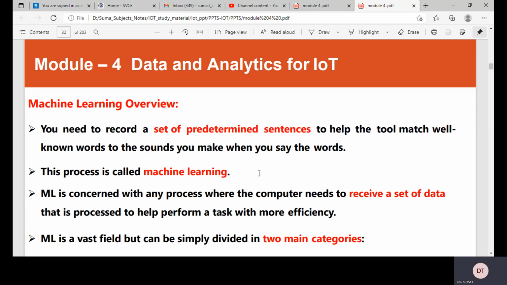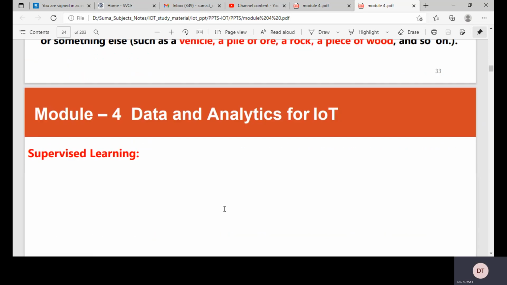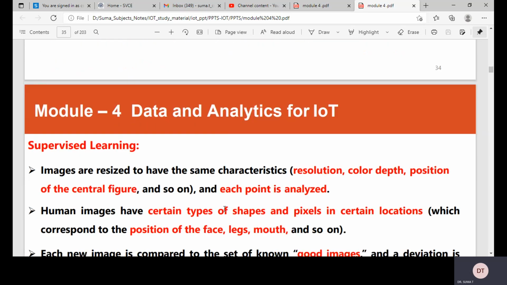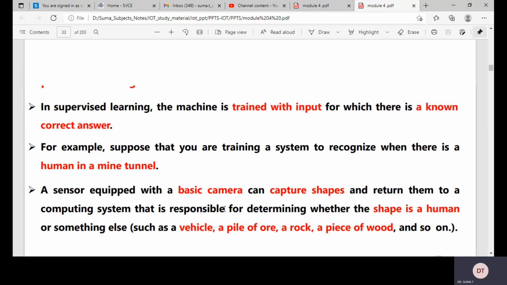So ML is concerned with any process where a computer needs to receive a set of data that is processed to help perform a task with more efficiency. ML is a vast field but can be simply divided into two main categories: supervised and unsupervised learning. Okay. So that is supervised and unsupervised learning. Let me explain the difference between supervised learning and unsupervised learning.